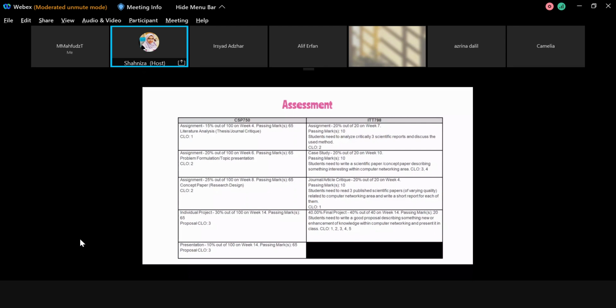So dia dah pecah dah sebenarnya 40% tu. Yang sama macam yang 798 tu. So yang 3 tu pun lebih kurang sama juga. Dia ada journal critic and then yang problem formulation tu yang sedikit ringan, okay, I would say, sebab you dah expose dengan you punya 795 before. And then last one is to have your concept paper. So your concept paper is the writing part lah, sama macam you kena buat dekat 798 tu.